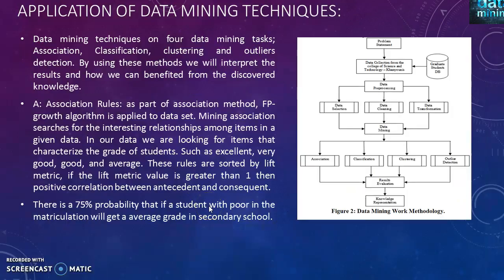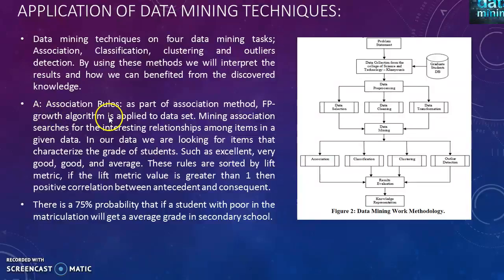Application of data mining techniques. Now how is this process followed? First, the problem has been stated, then the data has been collected, which is the graduate students' data, then the data has been pre-processed. After pre-processing, the data has been selected, cleaned, and transformed into one data mining set. And then by applying association, classification, clustering, and outlier detection methods, the results have been evaluated and the knowledge has been represented.